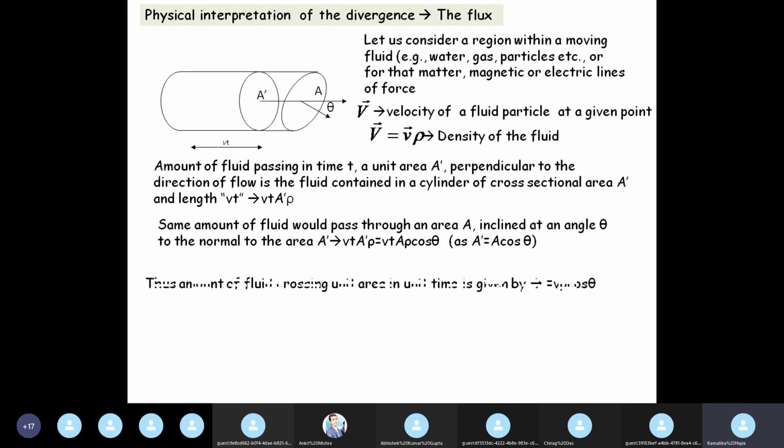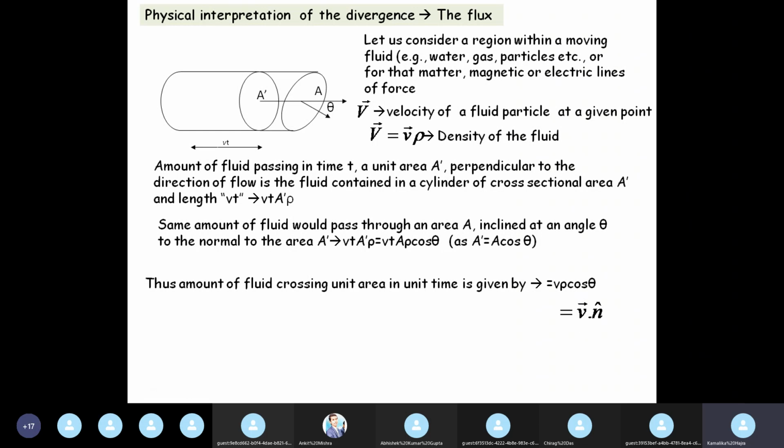Now, the amount of the fluid therefore crossing unit area in unit time is given when you divide this quantity by time and area, because you want unit time and unit area. So it is simply V rho cos theta. Okay.